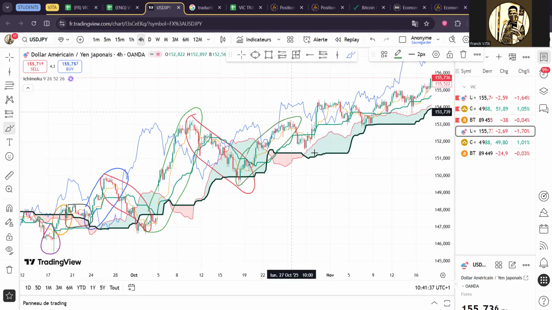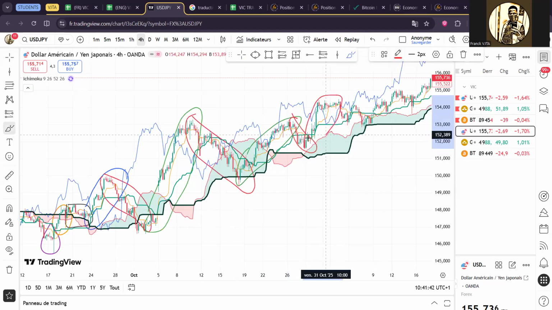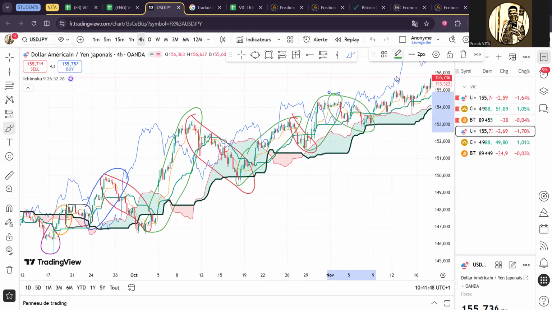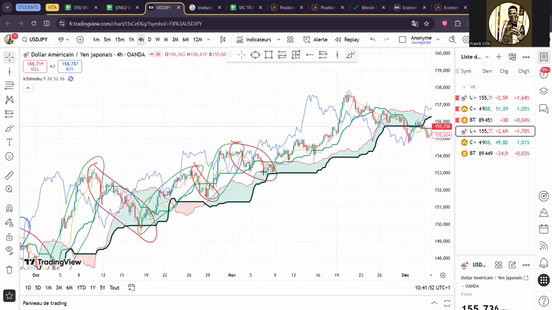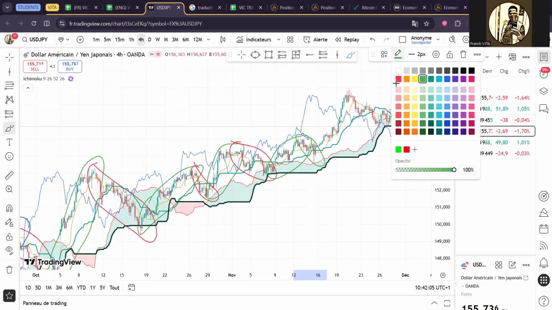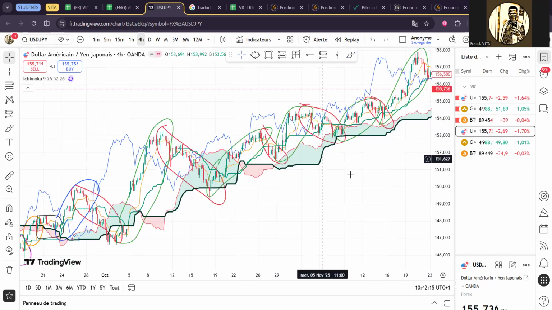Then correction number 3. Push trend number 3. Then correction number 4. Then push trend number 4. Then correction number 5. Then push trend number 5. All right. So you have the push trend that are in greens.